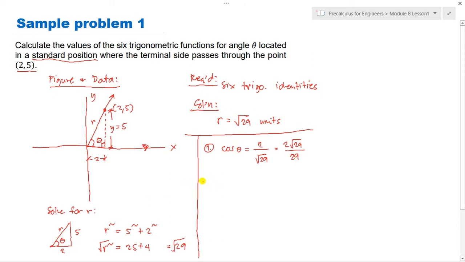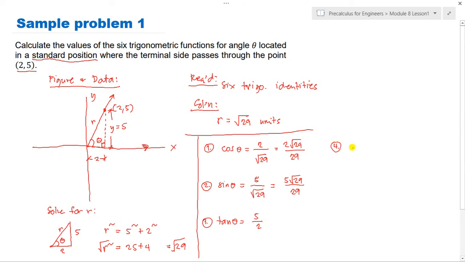The next, number 2, is sine of theta. Sine of theta is y all over r, so that is 5 over square root of 29, which is equal to 5 square root of 29 all over 29. Again, don't forget to rationalize. In rationalizing, you just multiply this fraction by square root of 29 all over square root of 29. Number 3, we have tangent of theta equal to y, that is 5, all over x, that is 2. So tangent theta is just 5 halves.